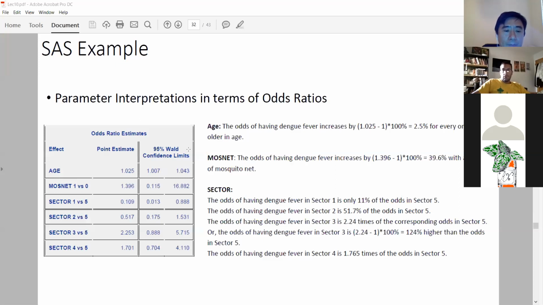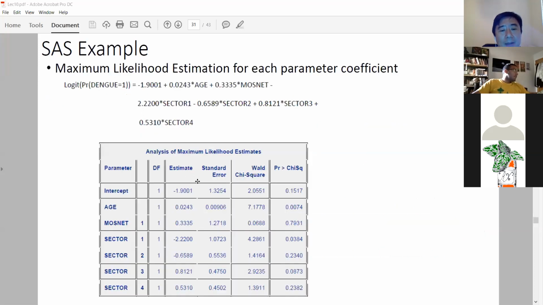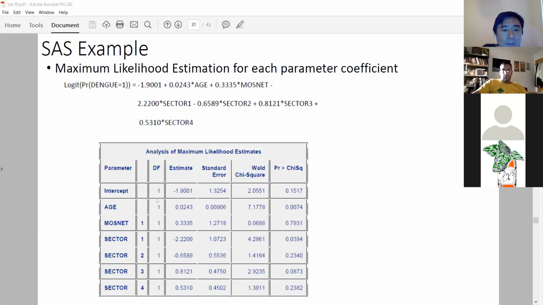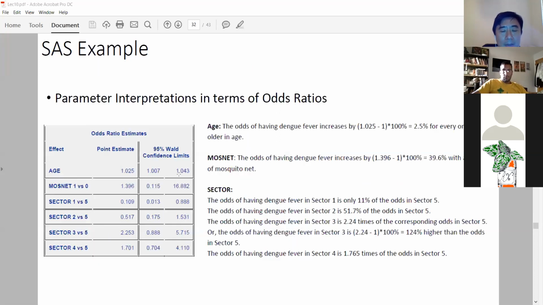All right, and parameter interpretation will be important. For the parameter interpretation, I would more likely use the odds ratio estimate, but you can still use this estimate. Remember, this estimate is the log of the odds ratio, but SAS directly gives you the odds ratio. So I would say it's better to use the odds ratio estimate, but you can also use this. There's nothing wrong with using the log odds ratio estimate for interpretation.